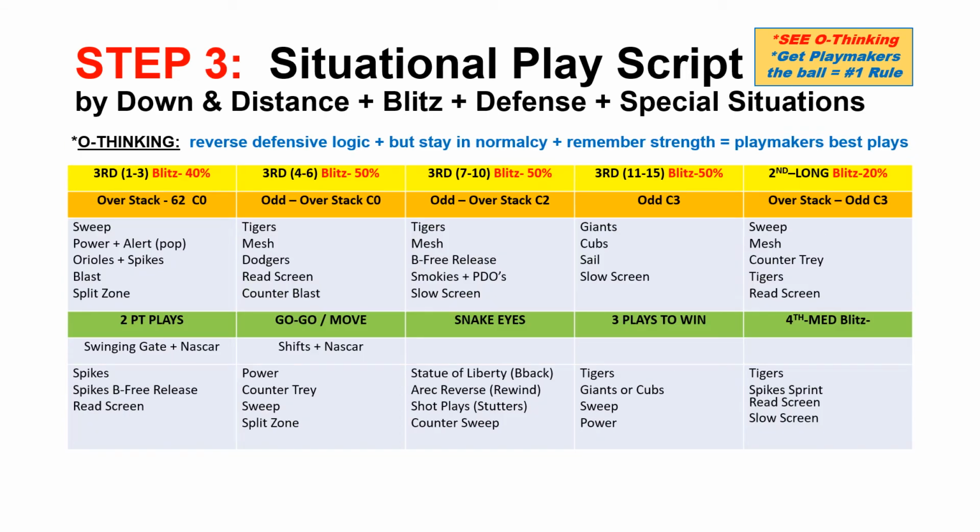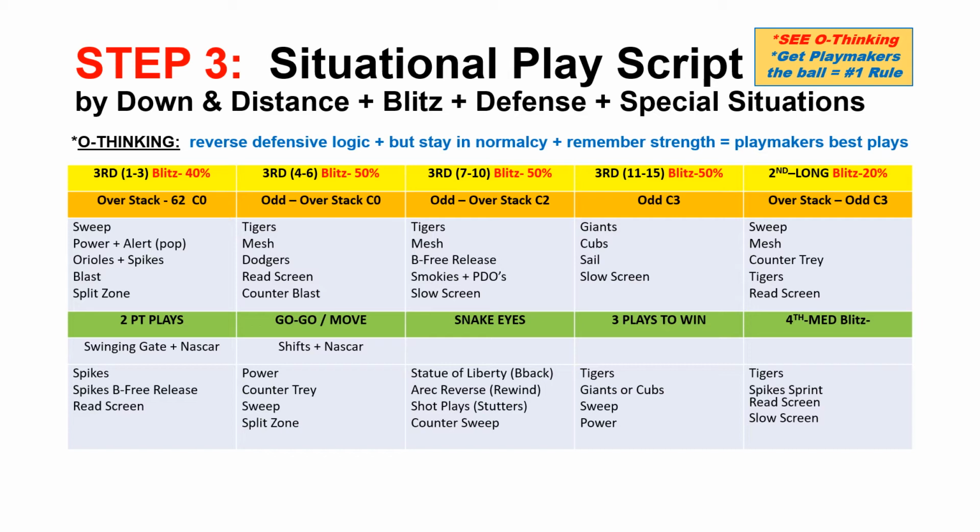Step 3 then is a situational play script. You can see here we're going to do by down and distance, but then we're also going to look at the blitz percentage because that's key, especially on third down, and then look at the defensive fronts and covers they like to do. And then also we've got some special situations, kind of a short list there.